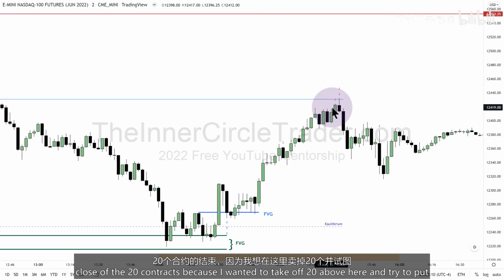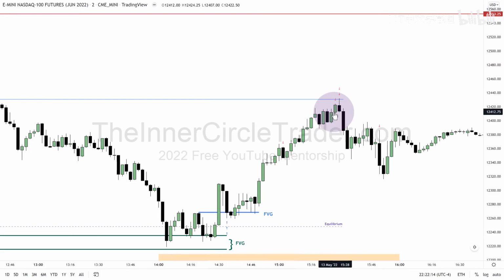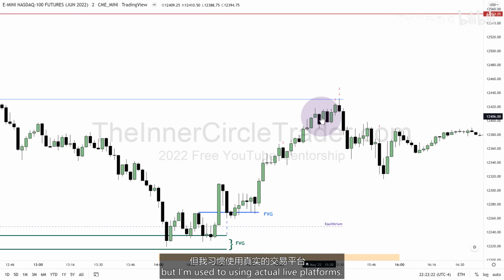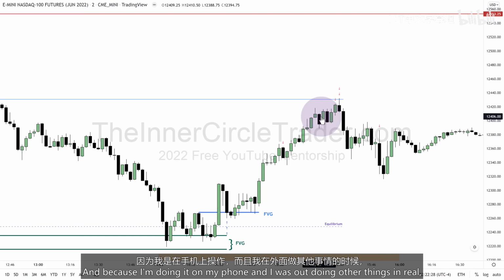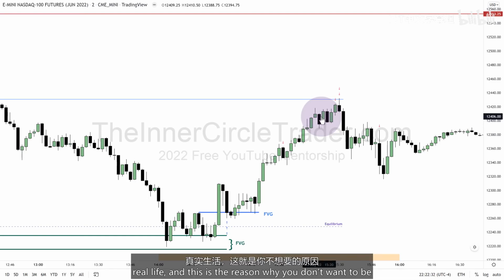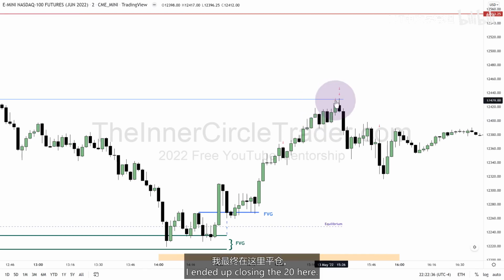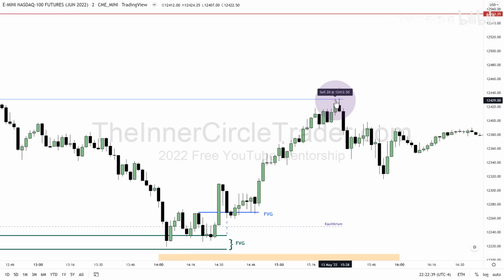and I messed up on the close of the 20 contracts because I wanted to take off 20 above here, and I tried to put it in as a limit order, but it ended up closing as market. So what I should have done was, and I said this to my private group too, I'm working with TradingView, but I'm used to using actual live platforms. So the things that I can do in other places, I can't necessarily do here. And because I'm doing it on my phone and I was out doing other things, real life. And this is the reason why you don't want to be trading off of your phone. Okay. But anyway, I ended up closing the 20 here.